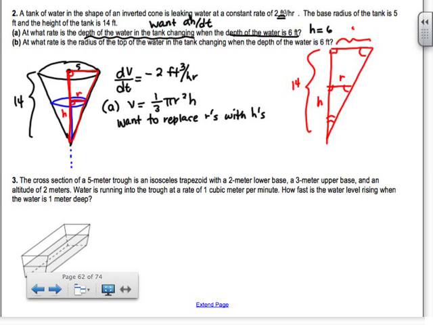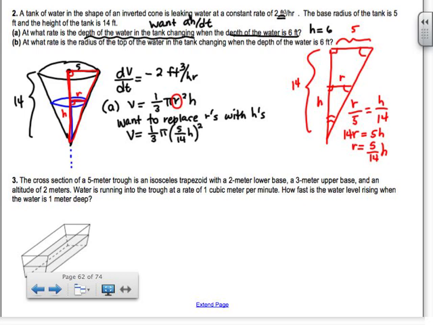So what we have is r and h, and the whole thing is 14 and 5. Okay, so I have r over 5 equals h over 14. Okay, so when you cross multiply, you get 14r equals 5h. So if I'm solving for r, it's 5 over 14 h. So that allows you to replace this r with 5 over 14 h.